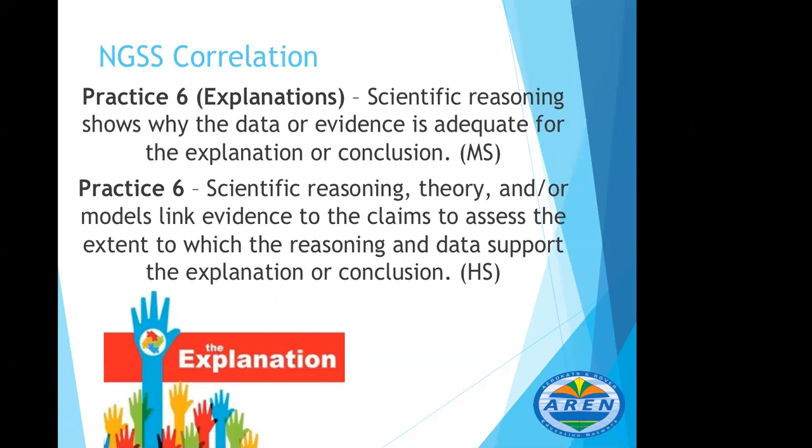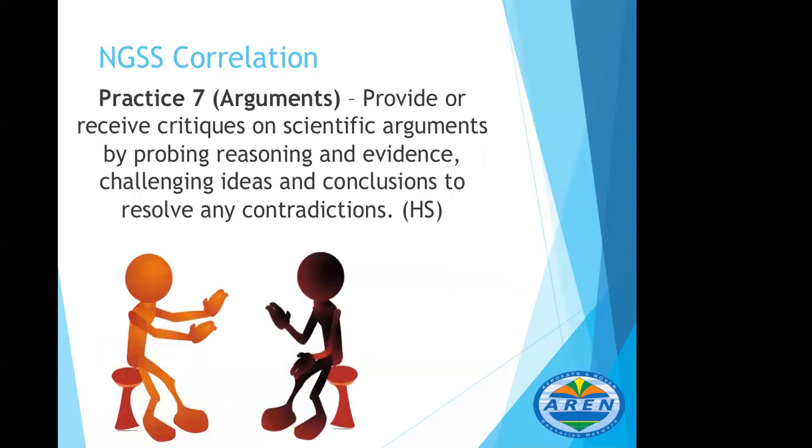What are we looking for with a middle school student? What are we looking for with a high school student? Both of them are working with explanations or conclusions. But in middle school, focusing more on scientific reasoning, showing why the data is adequate. When we get to the high school level, not only scientific reasoning, but theories and models are going to link evidence to the claims. And we keep seeing those terms too when we talk about CER, the claims, the evidence, and the reasoning. And those terms keep showing up in the Next Generation Science Standards.